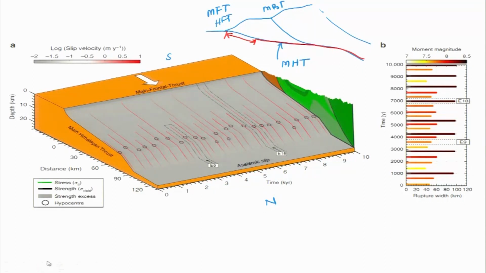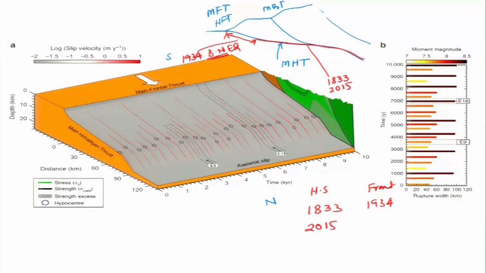This part which got ruptured was very similar to the earthquake which was triggered in 1833, and then what we had was in 2015. This portion was ruptured, and they believe that it was ruptured in 1934. This is the Bihar, Nepal earthquake. So if this cycle that we see is correct, that 1833 was on the hinterland side and 1934 was along the front, then on the hinterland side we had another one in 2015. So next we can expect one in the frontal part.